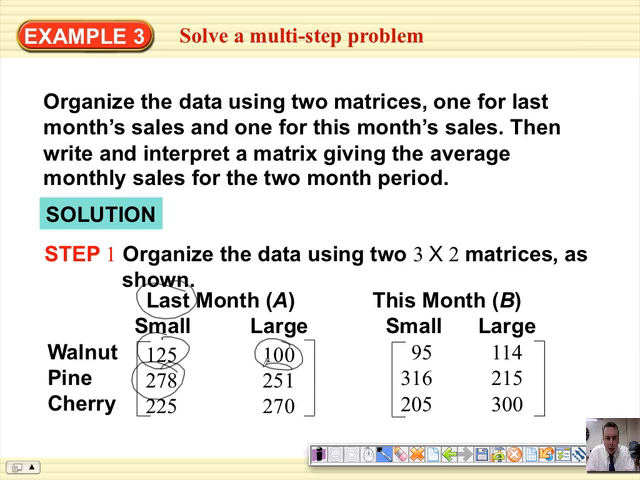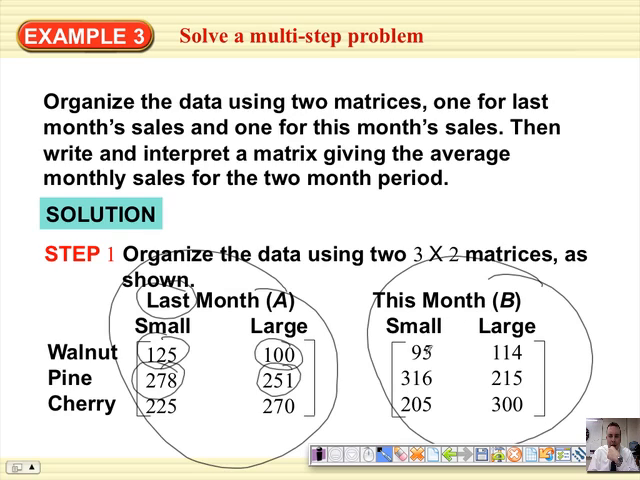We sold this many small pine, large pine, cherry, cherry. That was all last month. It said split it up into months. Okay, this month, here's what happened: 95 walnut small, 114 large, so on and so on. Okay, so it says then write and interpret a matrix giving the average monthly sales for the 2-month period. So here's 2 months of sales. It wants the average. Well, what do you normally do for average? You add everything up and you divide by 2, right? Well, in matrices, how do you find the average of all this stuff right here?